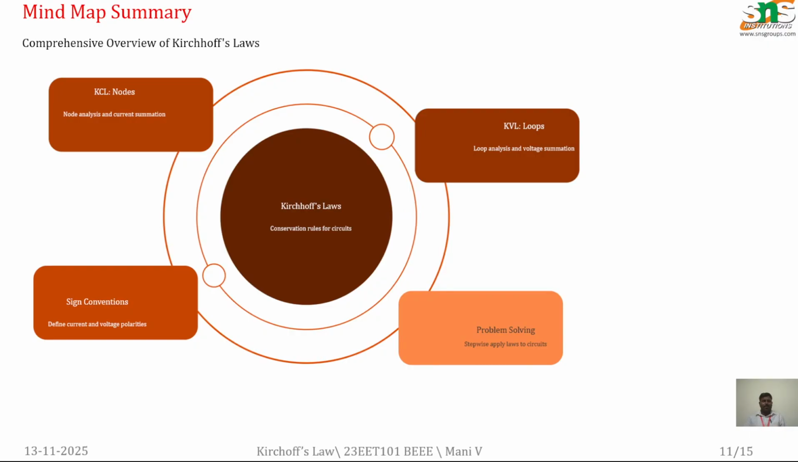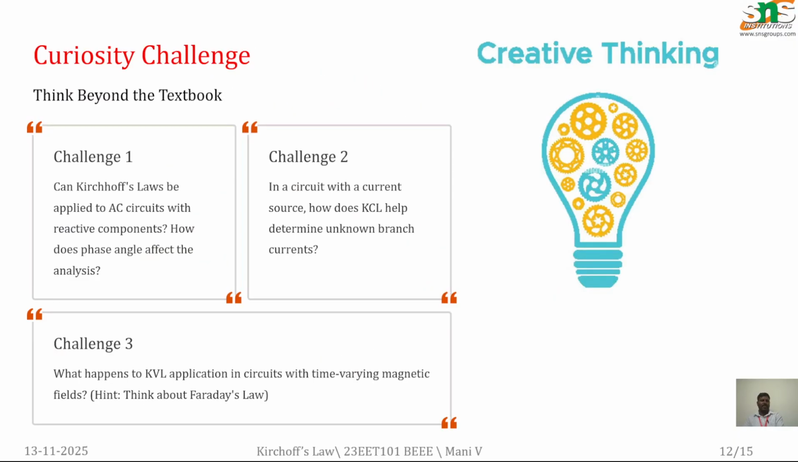So this is a mind map. There are two types of law: Kirchhoff current law, which is applicable only in a junction or node, and Kirchhoff voltage law, which is applicable only in a loop, that is, a closed circuit. Both can be applied in problem solving to determine unknown voltage, current, and power, etc. And the sign convention: entering is positive and leaving is negative.